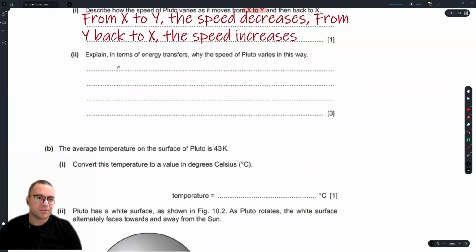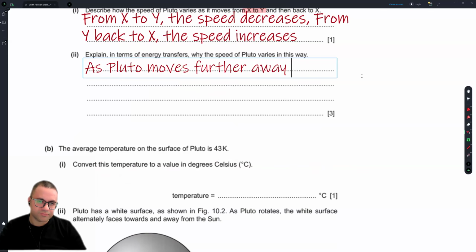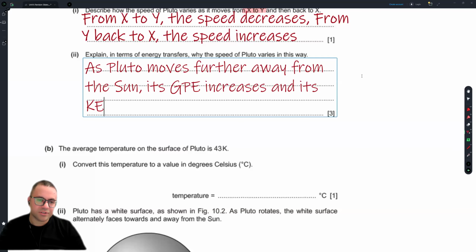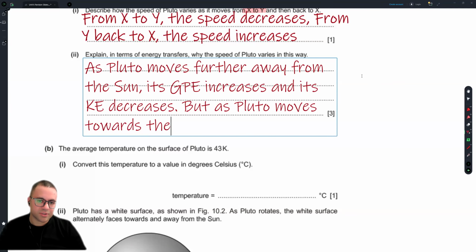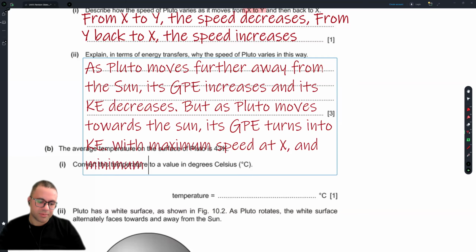Now I can mention the energy changes. So why? Because as Pluto moves further away from the sun, its gravitational potential energy increases and its kinetic energy decreases. But as Pluto moves towards the sun, its GPE turns into kinetic energy, with maximum kinetic energy at X and minimum at Y.